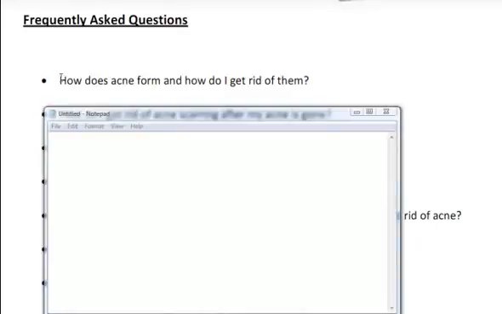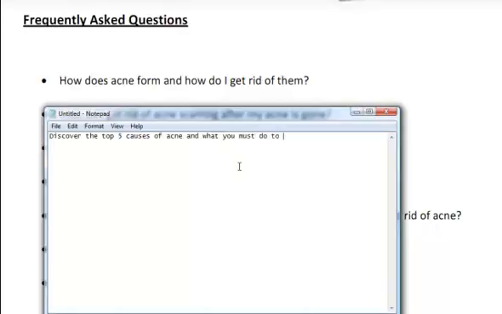Let me just give you a quick example. Again, let me go back to the first question: how does acne form, and how do I get rid of them? A possible bullet point in your sales copy could be: discover the top 5 causes of acne and what you must do to prevent them.